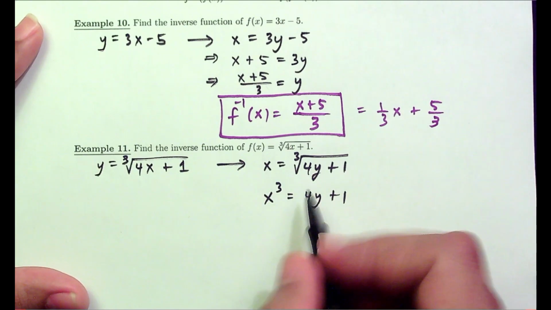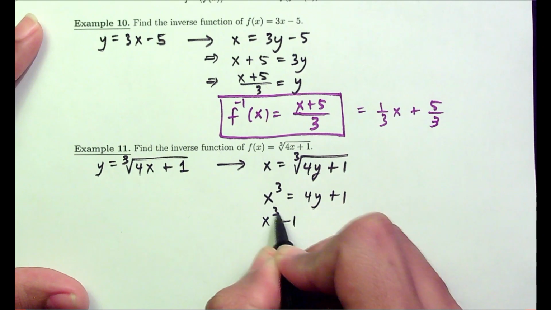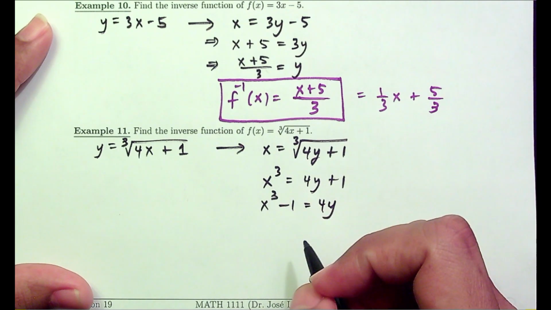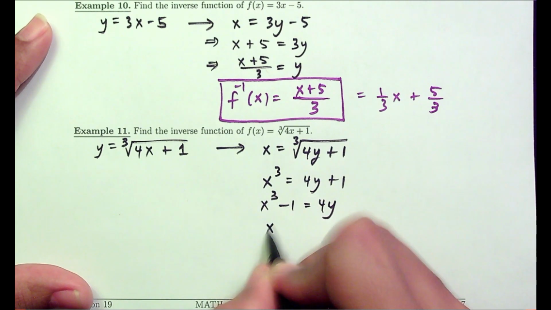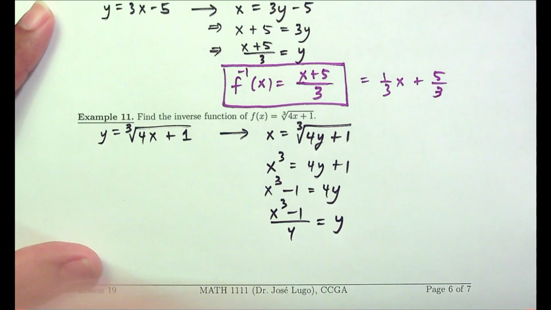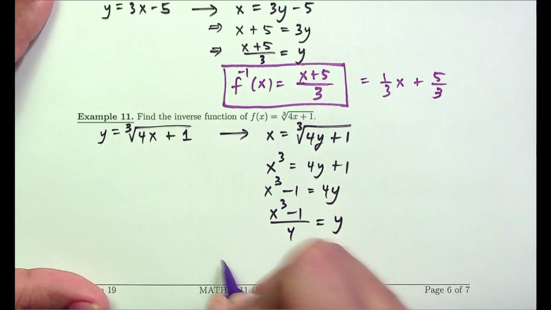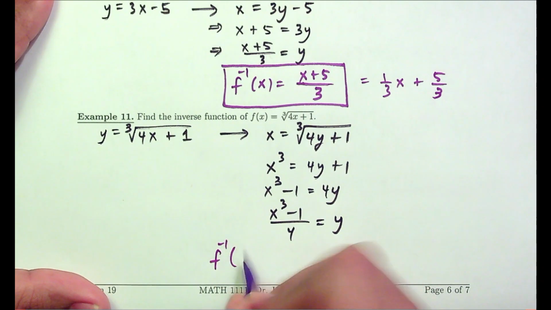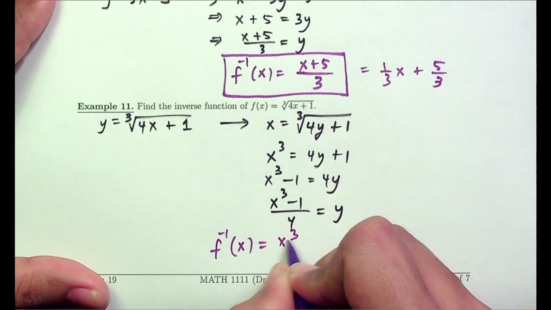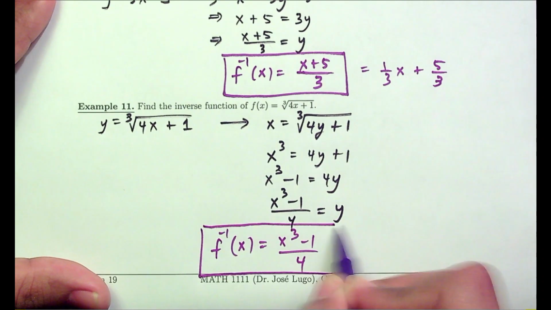Now, I'm continuing to solve for y. Subtract 1: x cubed minus 1 equals 4y. And divide by 4: x cubed minus 1 divided by 4 equals y. And this expression in terms of x is the formula for the inverse function. So the inverse function of f equals x cubed minus 1 all over 4.